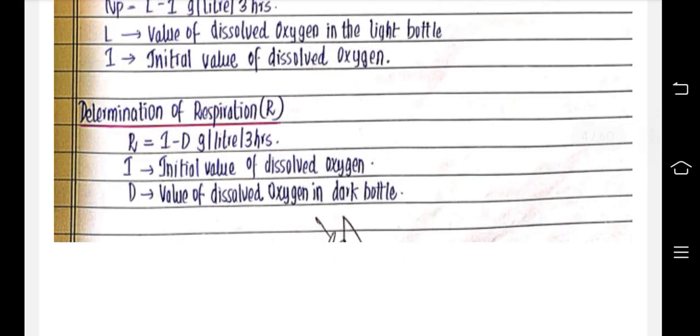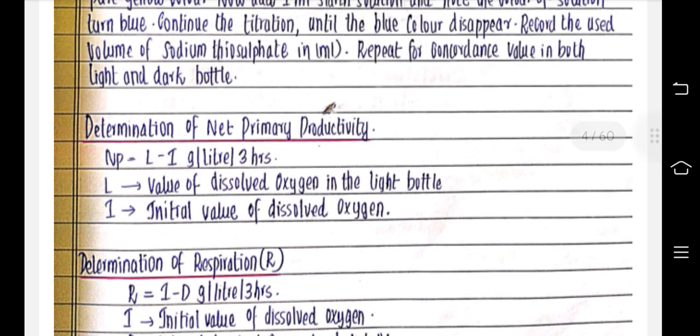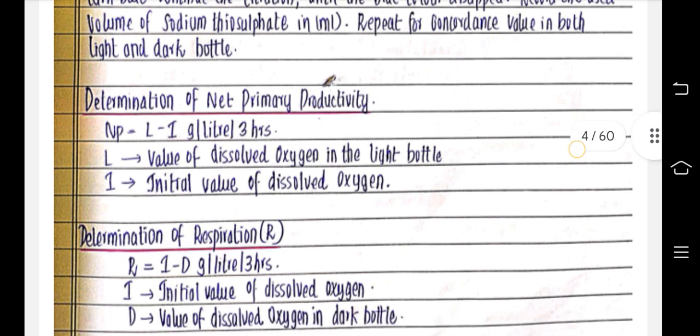Once again, earlier we mentioned determining the respiration. Determination of net primary productivity: Np is equal to L minus I, mg per liter per 3 hours. L is equal to the value of dissolved oxygen in the light bottle, and I is the initial value of dissolved oxygen.